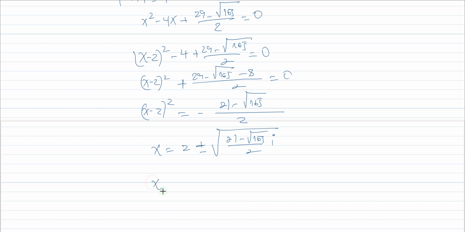So then we have x5 is going to be 2 plus square root of 21 minus square root of 165 divided by 2 i. Okay. And then x6 is going to be 2 minus square root of 21 minus square root of 165 and then divided by 2. Sorry, my pen here is not helping me.